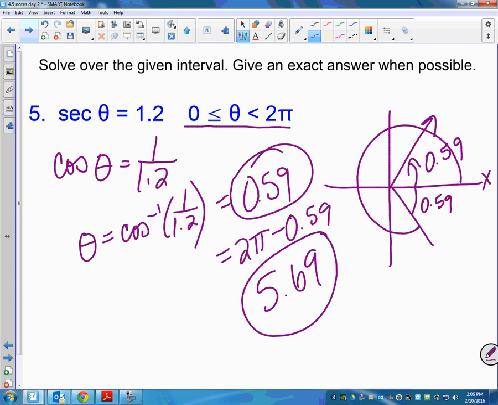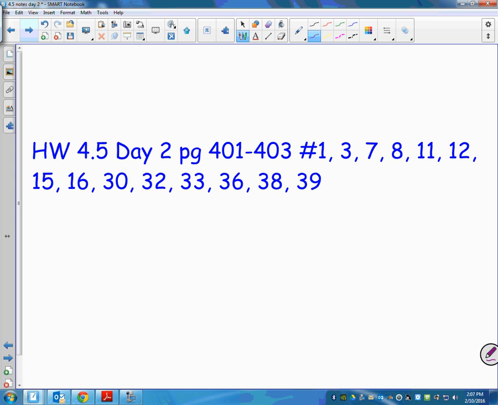Right? Not all of the ones on the homework say 0 to 2 pi, but make sure you look to see what they say. At the beginning of the homework, it's just like yesterday, matching the graphs with the equations, then you have other graphs, then you have tangent, then you have the secant and cosecant.